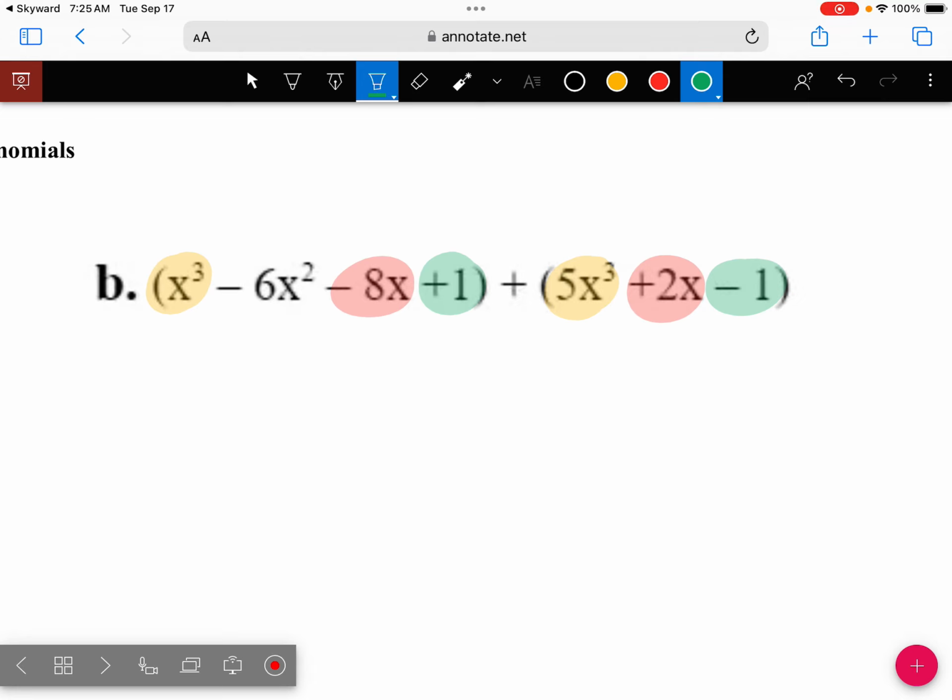Okay, so when I add these together, x to the third and 5x to the third, what do you think we're going to get when we add those? There's an invisible 1 right here. Go ahead and put the 1 if you need to. So we're adding the 1 and the 5. What is 1 plus 5? 6. Again, this one does not have a like term. Oh, that's to the power of 3, sorry, not to the power of 2. 6x to the power of 3. We don't change our exponent. All right, this negative 6x squared does not have a like term, so we're just going to bring him down.